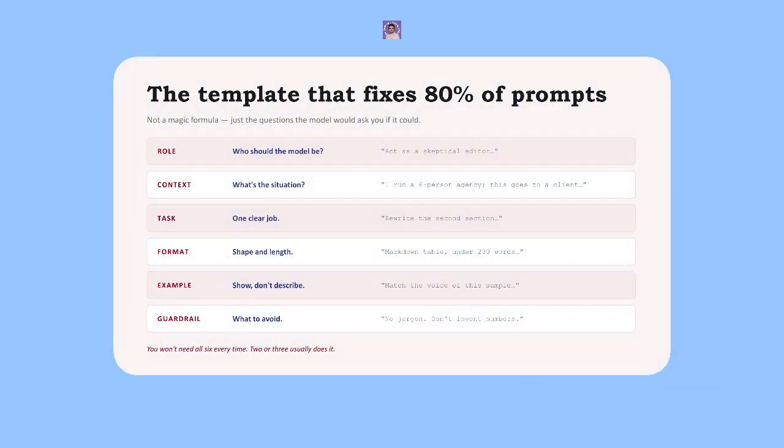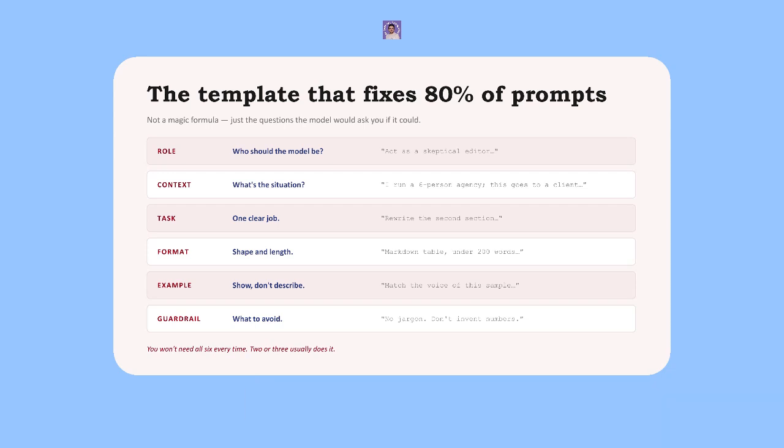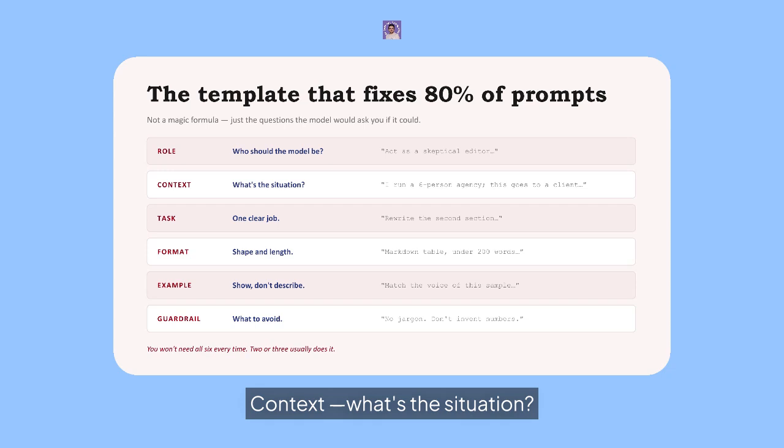Okay. 13 mistakes. Let me compress all of it into one thing you can actually keep. This is the template. And it's not a magic formula. It's just the 6 questions the model would ask you, if it could talk back before answering. Role. Who should it be? Context. What's the situation? Task. One clear job. Format. Shape and length. Example. Show. Don't describe. Guardrail.